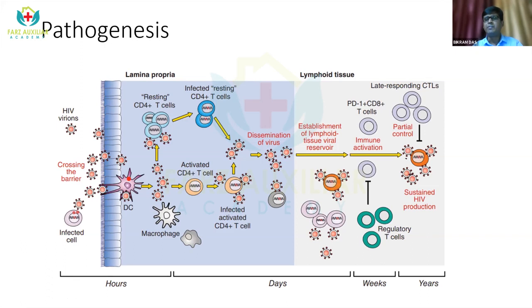nodes, and they rest there for a considerable amount of time, which is called the eclipse phase, when there is no viremia, and then they start replicating and there is immune exhaustion. And at that time we get the viremia and we get the infections.